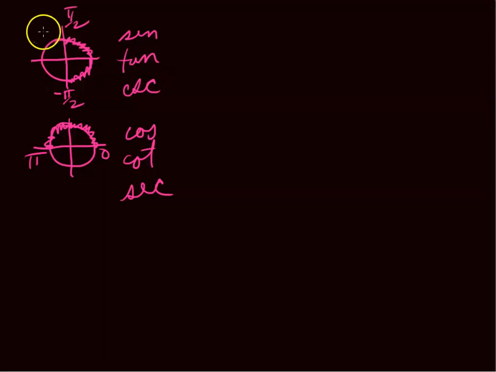The tangent leaves out the end points. And the cosecant leaves out this middle point. The cosine takes all of this with 0 and pi. The cotangent leaves out the end points, 0 and pi. The secant leaves off this middle point at pi over 2. So remember, these are for the restricted domains.